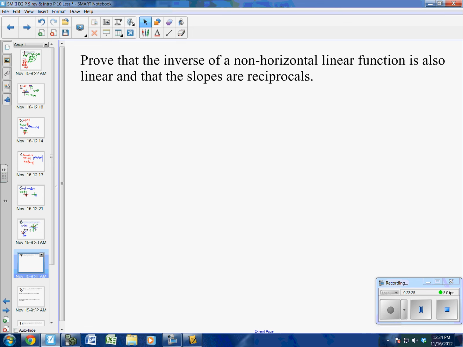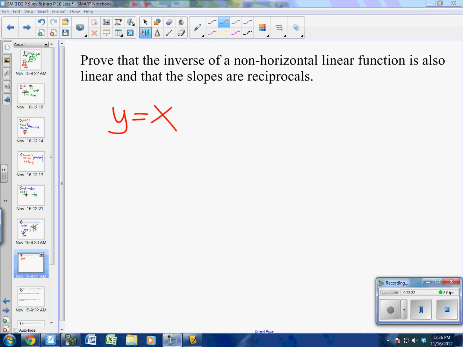Okay, work with your shoulder partner and your group and see if you can come up with something. I'm going to pause it for a second. Linear, and that the slopes are reciprocals, right? So, first of all, this is just one example of a function. If I found the inverse of that, it only proves it for that function right there. But it doesn't prove it for every linear function. I want one that proves it for every single linear function.